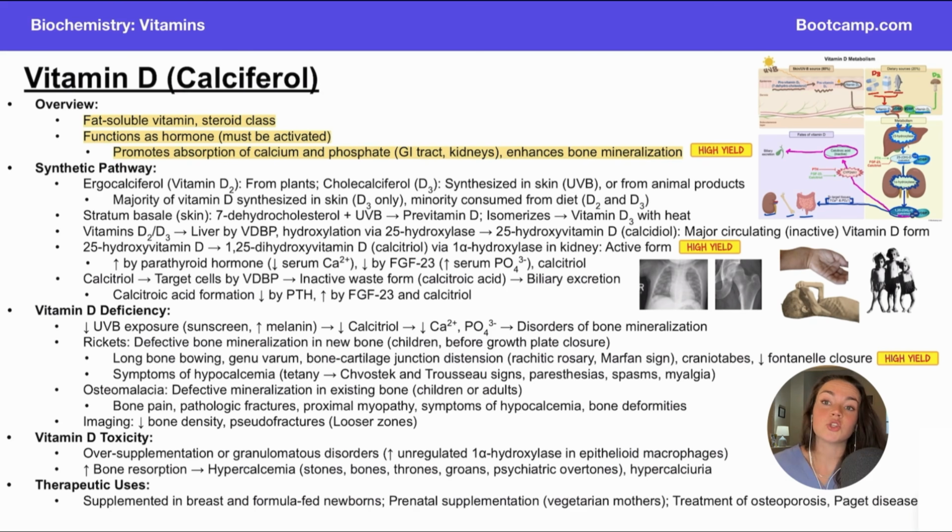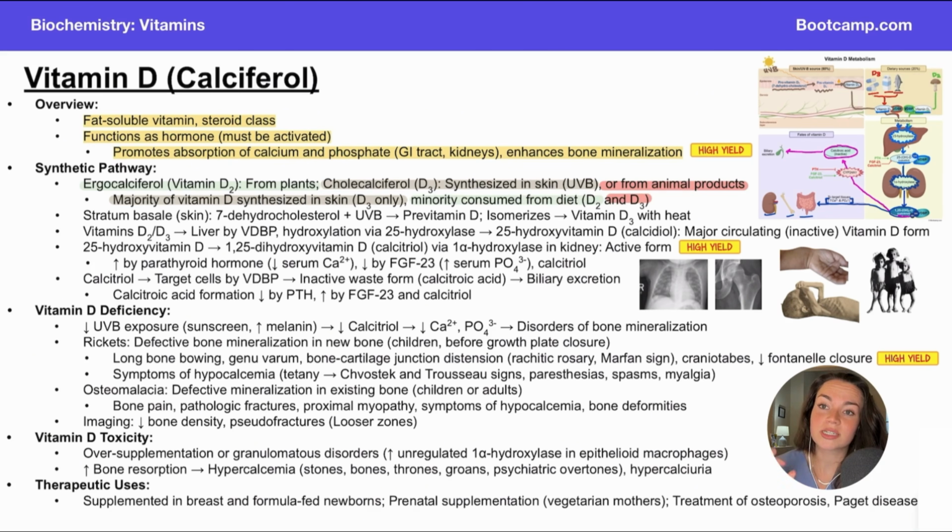So remember, like we said, two starting forms of vitamin D. There's vitamin D2 and vitamin D3. Vitamin D2, also called ergocalciferol, was from plants. Vitamin D3, or cholecalciferol, could either be synthesized in the skin with the help of UVB activation, or could come from animal products. The majority of vitamin D comes from the skin in the form of vitamin D3. It's only a minority, like 20%, that comes from the diet, and that can either be in the form of D2 or D3, like we just discussed.